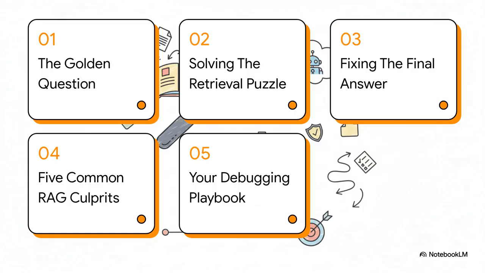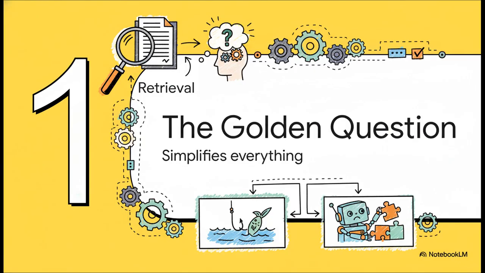So here's our game plan. We're going to start with one single golden question that basically cuts the entire problem in half. From there, we'll investigate our two main suspects, the retrieval system and the generation model. We'll run through the 5 most common culprits, and then, to wrap it all up, we'll build your very own step-by-step debugging playbook.